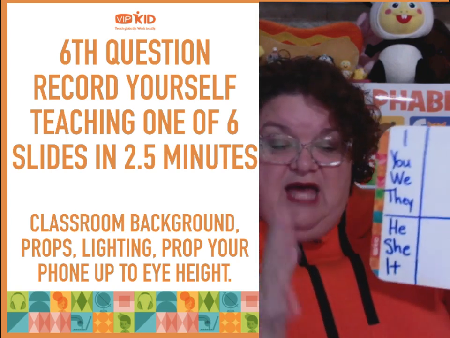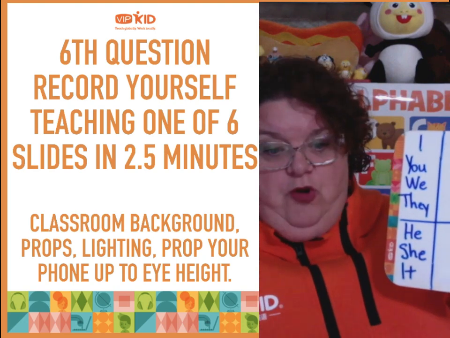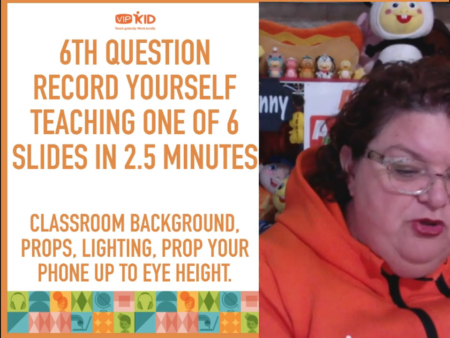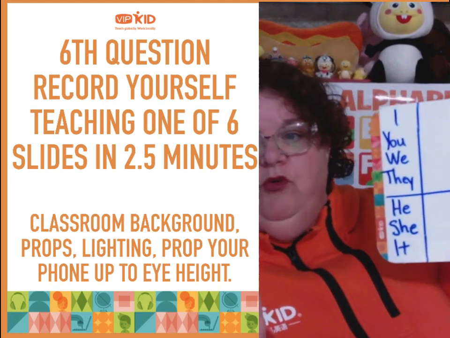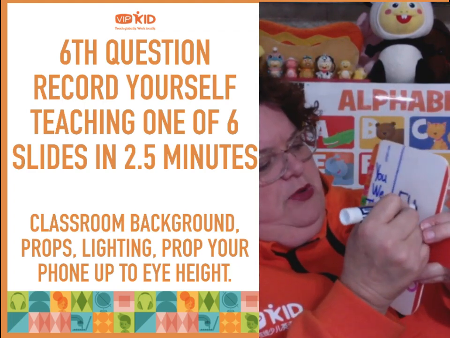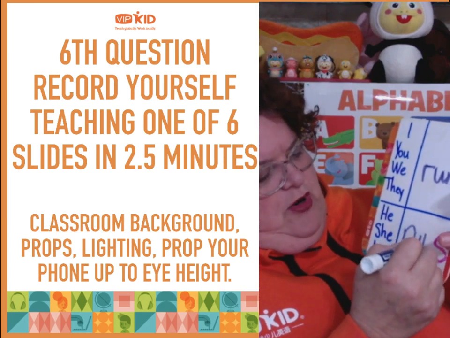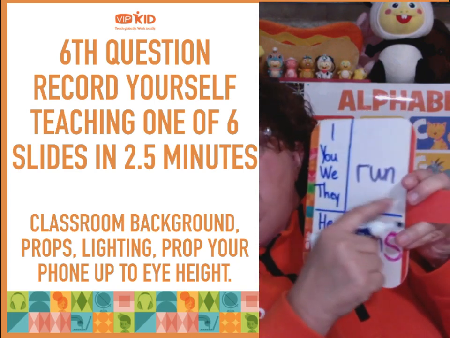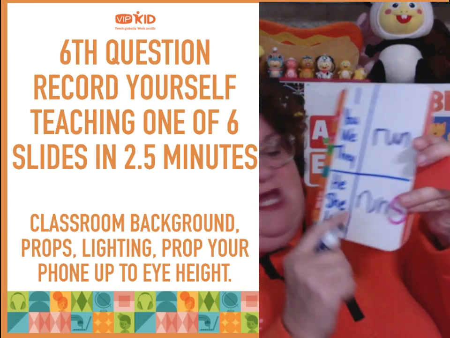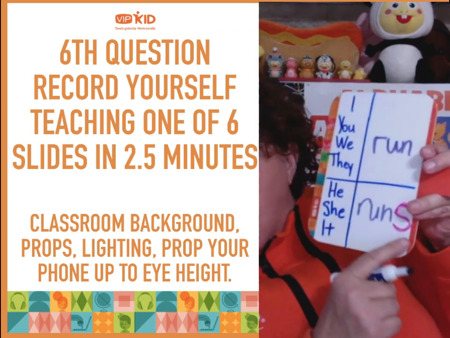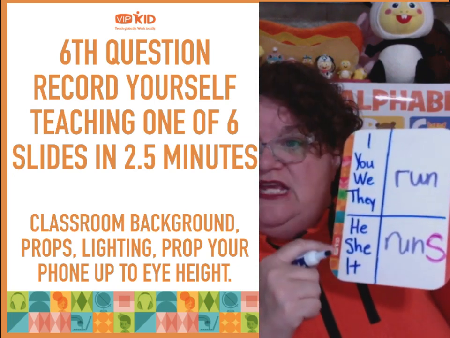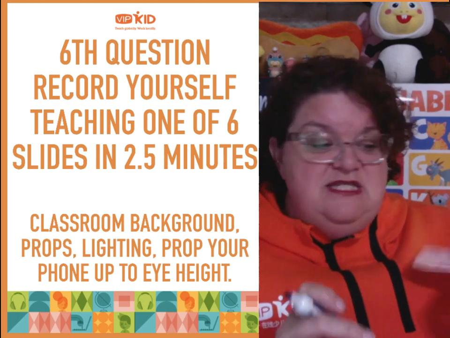Now, what this is designed for, whatever verb I am using, let's say I'm using run. Whichever verb I am using, where'd my marker go? There it is. This is a whiteboard marker. So whatever verb I am using, I can just fill in the verb and let them see, I run, you run, we run, they run, he runs. She runs, it runs. And see how I'm emphasizing that we add the S with the third person, he, she, and it. So this is a prop that I use.